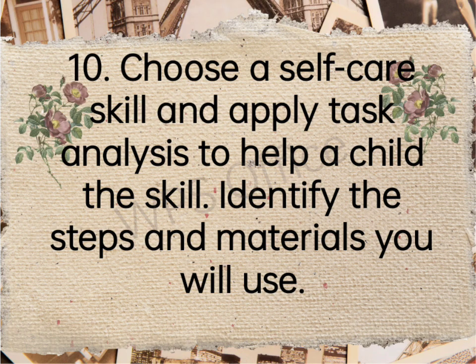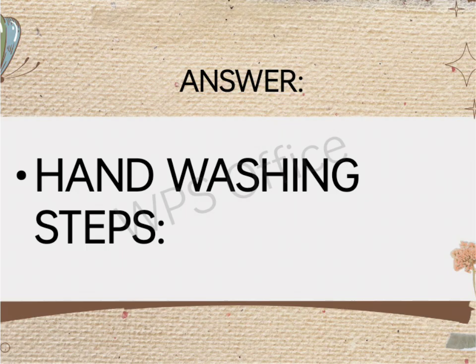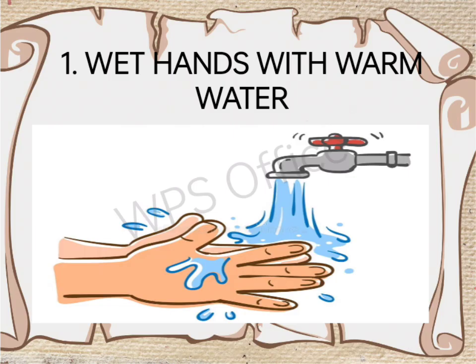Number 10. Choose a self-care skill and apply task analysis to help a child learn the skill. Identify the steps and materials you will use. Our answer to number 10 is the handwashing technique steps. First thing to do, wet hands with warm water.